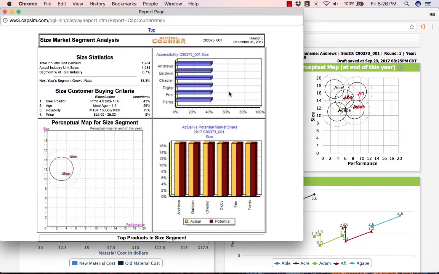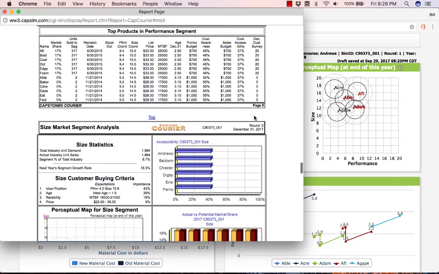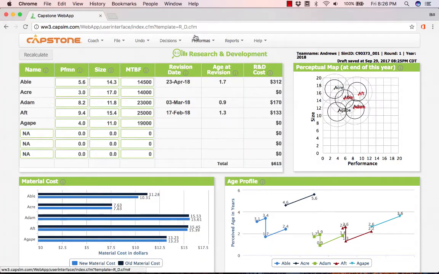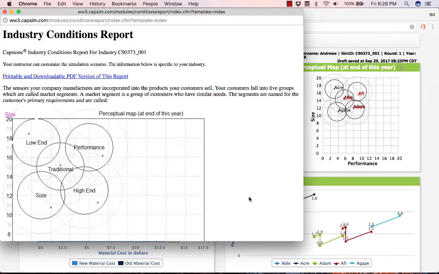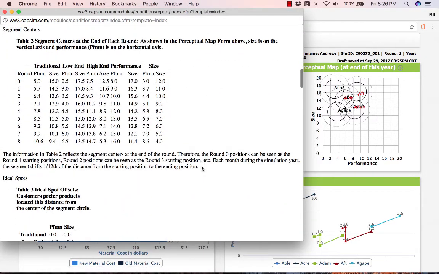Okay, so I'm gonna play around with this a little more. Let's see what they want this to look like at round one. So I'm gonna go back to our reports, go to our industry conditions report and see where our size segment is going to drift to at round one. There we go. 3.7 and 11.0. Is that what I'm seeing?